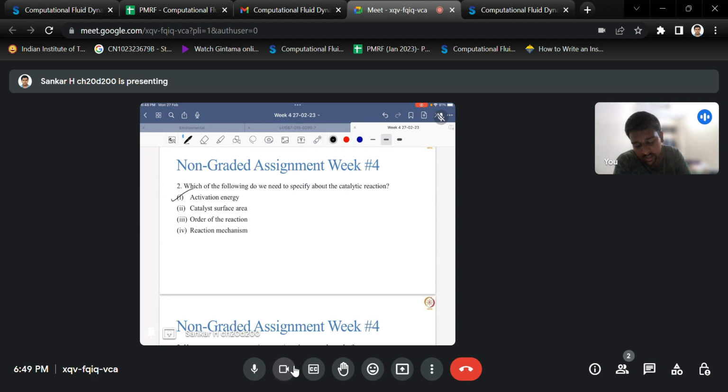The catalyst surface area is also a parameter for calculating the mass balance and the energy balance. We require the catalyst surface area in order to properly compute what the rate of reaction comes out to be. We also need the order of the reaction, and therefore we don't need the reaction mechanism, because if the order of the reaction is specified, we would know how the reaction mechanism may happen, and we just have to go through with how the reaction order goes.